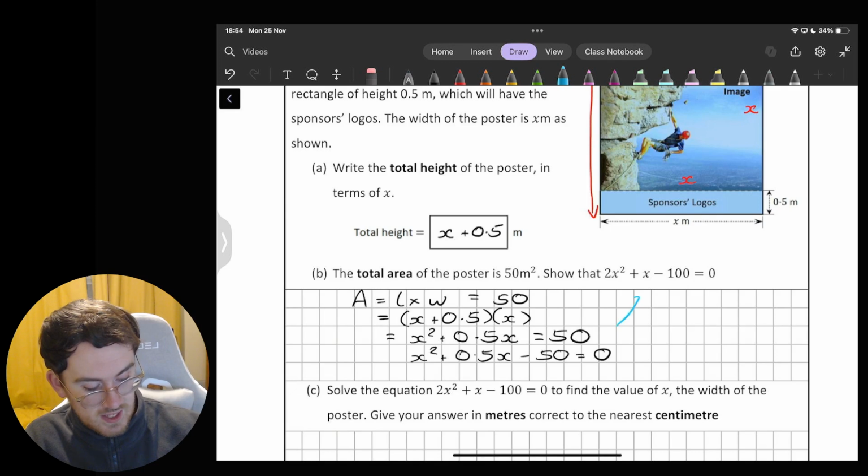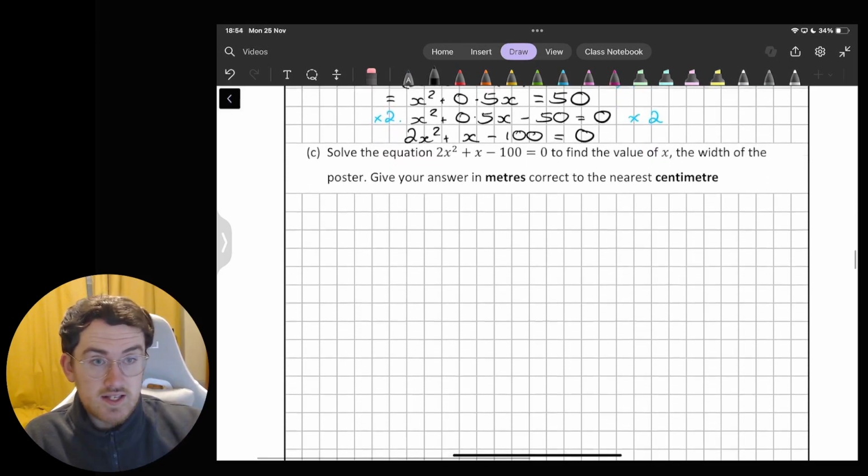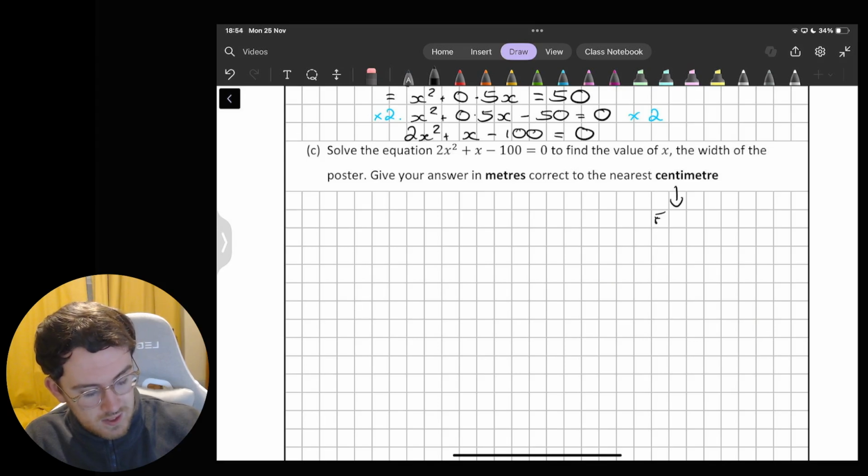Very close again to what we have here, but not exactly. So they have 2x squared, so let's multiply by 2 to get 2x squared plus 1x minus 100 equals 0. So we've got our quadratic. Part C then asks us to solve, giving our answers correct to the nearest centimetre. So that's a suggestion of decimals, which would tell us that we need to use the formula.